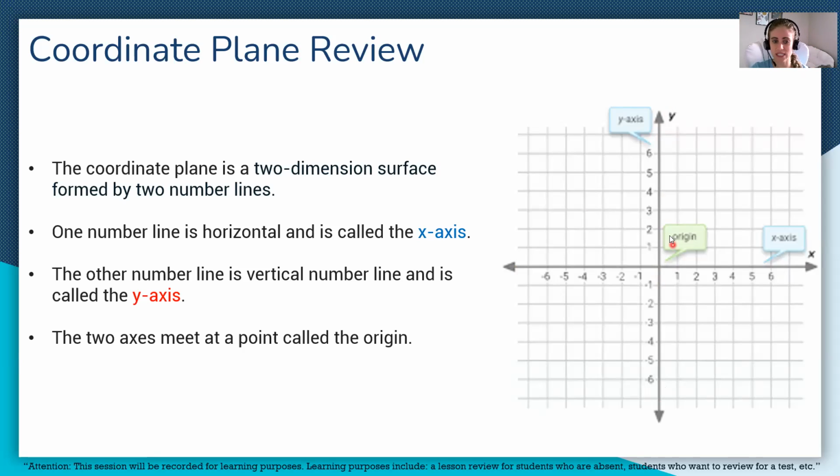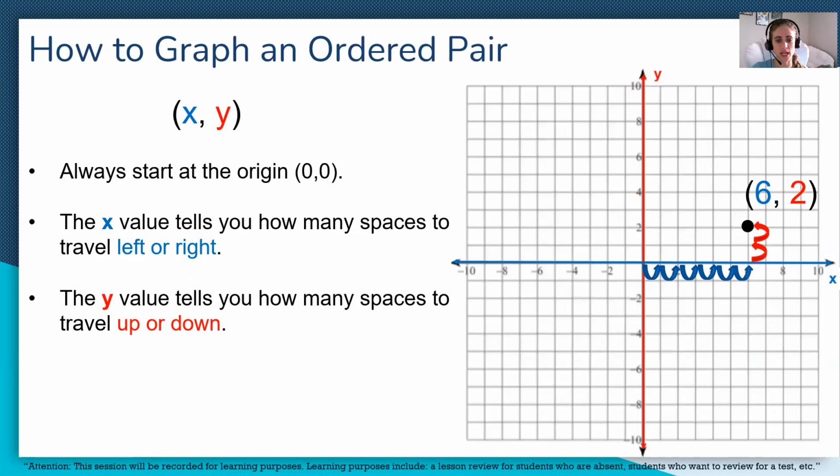Where those two points meet, so the center of your graph right here at 0, 0, that special name is the origin. Now, when we have a graph, one of the things we have on a graph is an ordered pair. An ordered pair is a coordinate. It is a way that we can locate where something is on the map. Your ordered pair always goes in the order of your x value and then your y value, because remember your two axes are your x-axis and your y-axis.